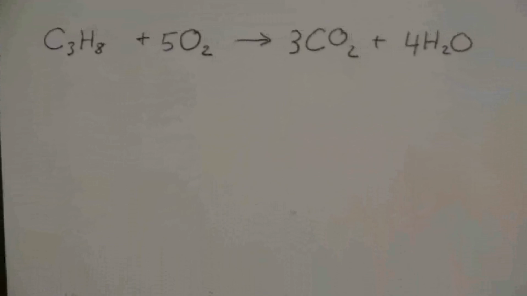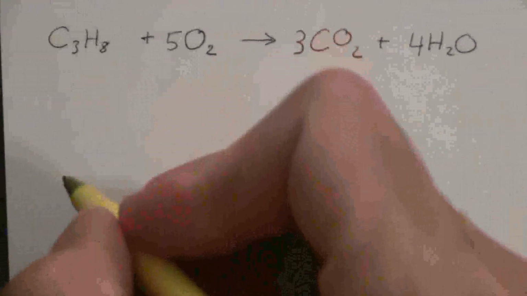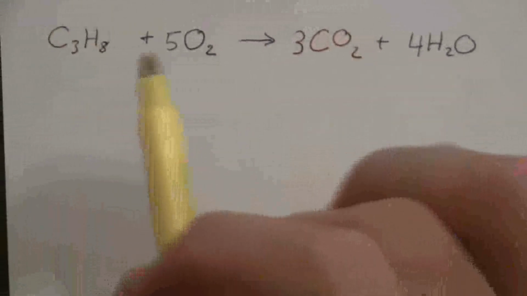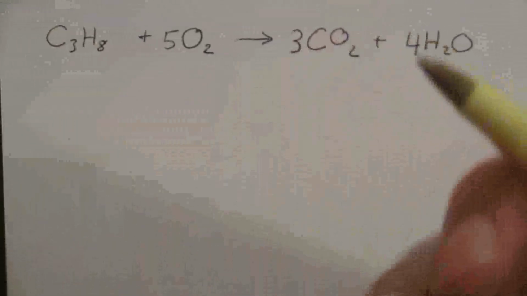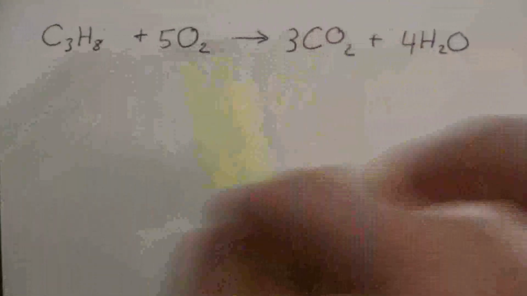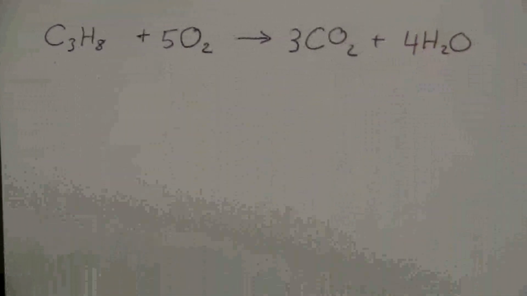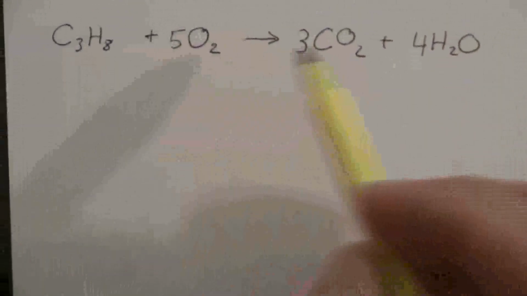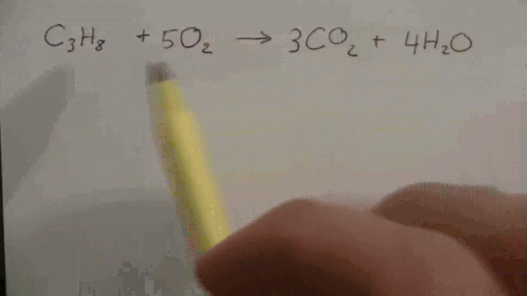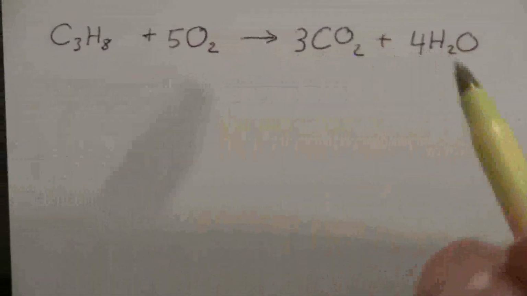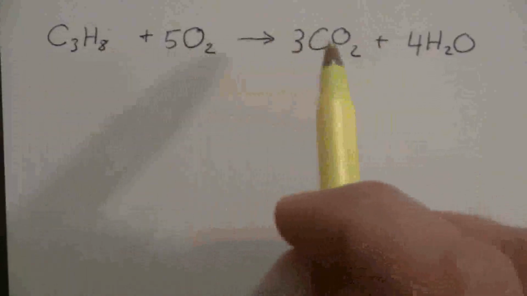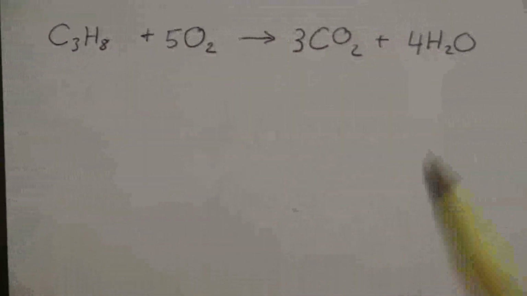Let's use this balanced equation, and by the way, anytime we want to do a calculation that involves a chemical reaction, we have to have a balanced equation. If we don't have a balanced equation, then our calculation isn't going to be accurate because we're not obeying the law of conservation of mass.